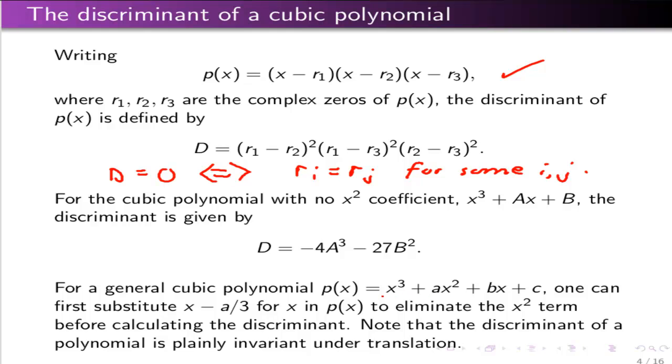So generally what you do is if you start with a cubic polynomial with all of the coefficients, you make a substitution. You replace x with x minus a over 3, and by doing that you'll eliminate the x squared term, and then you can calculate the discriminant using this formula. And it's quite obvious that the discriminant is invariant when you translate the variables, because you're just translating each of the zeros, and so when you subtract the zeros you're getting exactly the same value.